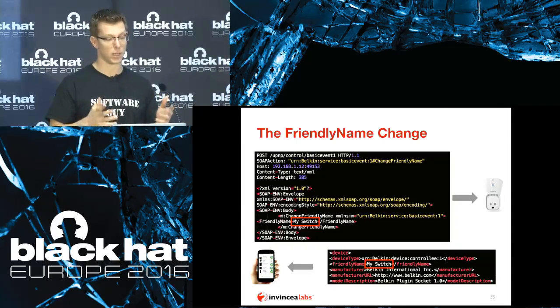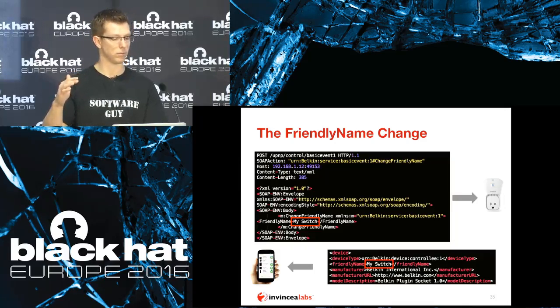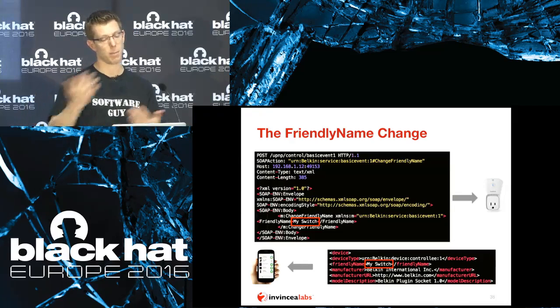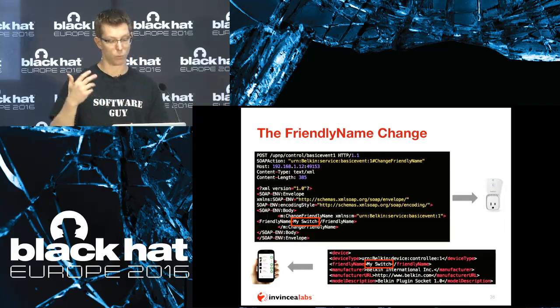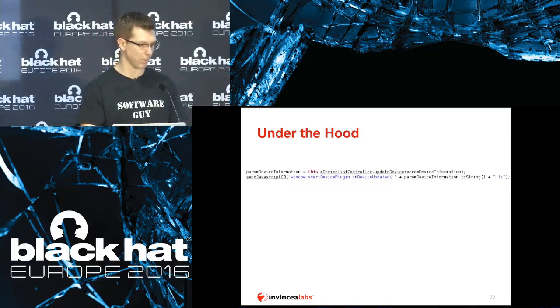So you use the UPnP endpoint control basic event 1, and you send a message that looks like this, with the friendly name changed to something like my switch. What that ends up doing is rewriting that device description file. That's what you see at the bottom, and sending that back to the phone with the modified name. Now, under the hood, here's what's happening.